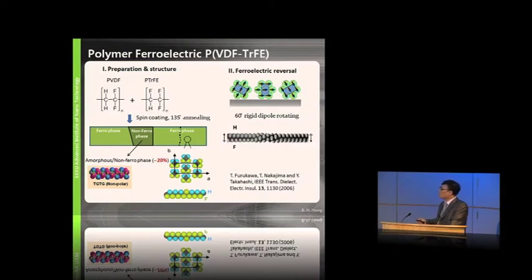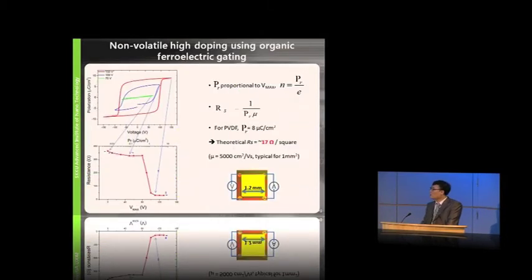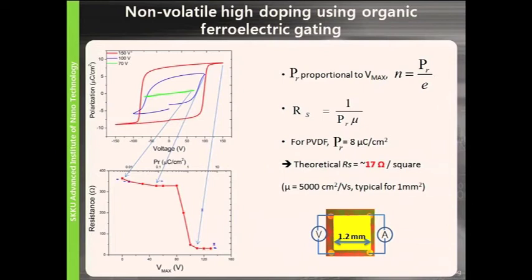But we have used a ferroelectric polymer to strongly dope the graphene. We put the ferroelectric layer between the electrodes, and if you polarize it, we can strongly dope the graphene with this ferroelectric polymer. As we apply the voltage at 50 volts, 100 volts, and 150 volts, the resistance drops almost 10 times. Theoretically, the sheet resistance of a monolayer is as low as 17 ohm per square. So if you stack four monolayers, you can expect a sheet resistance smaller than 10 ohm per square, which is ideal for optoelectronic applications.